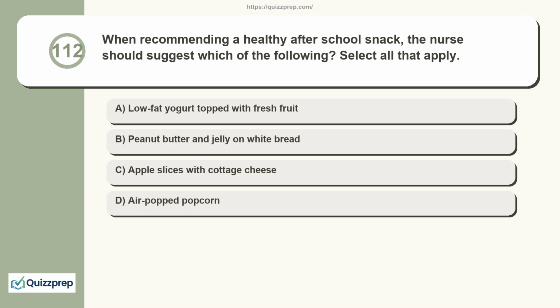Question 112. When recommending a healthy after-school snack, the nurse should suggest which of the following? Select all that apply. Low-fat yogurt topped with fresh fruit. Peanut butter and jelly on white bread. Apple slices with cottage cheese. Air-popped popcorn.